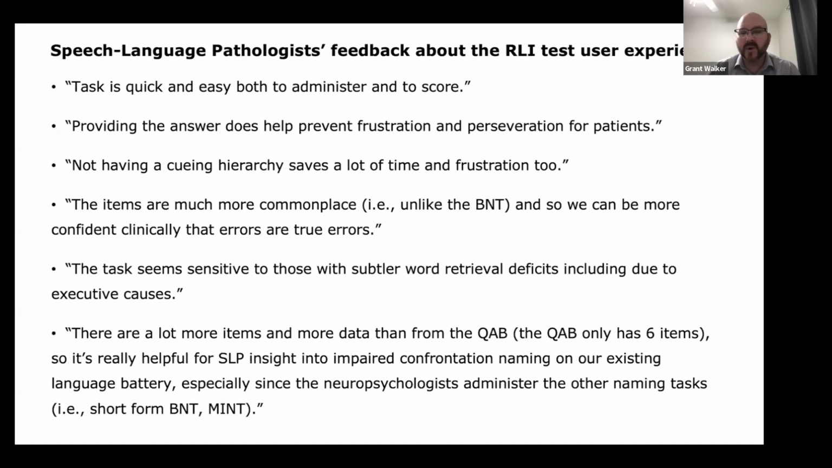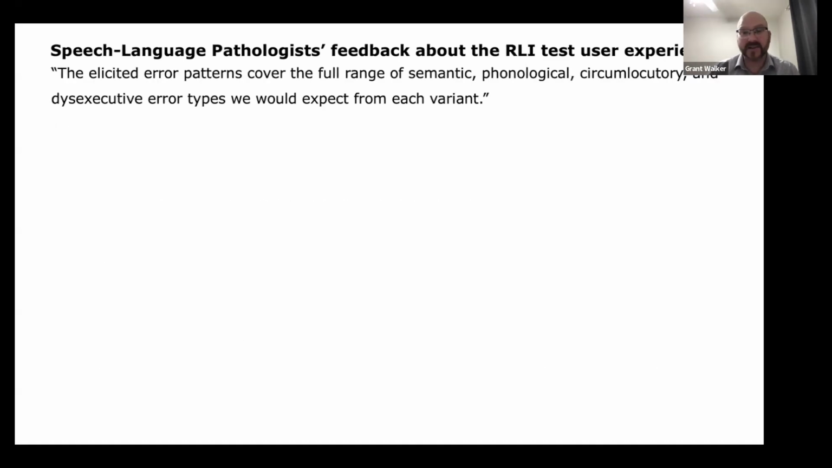There's a lot more items and more data than from the quick aphasia battery, which only has 6. So it's really helpful for SLP insight into impaired confrontation naming on our existing language battery, especially since the neuropsychologists administer the other naming tasks, so the short form BNT or the MINT. And the takeaway for me here is that they already have this massive language and cognitive battery, and they are still finding this test to be useful, and a useful addition that can help SLPs see what's going on a little bit better. And so that made me feel pretty good about this tool.